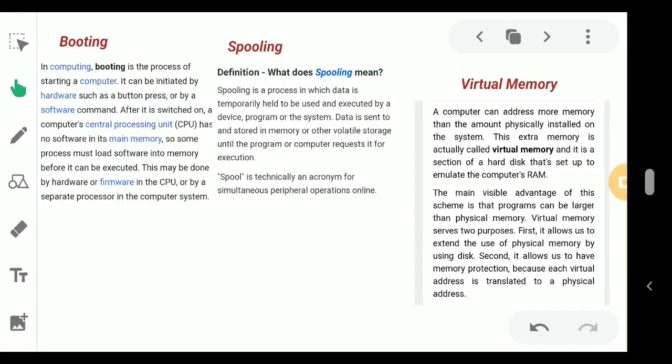Depending upon the way the booting takes place, we can have two different types of booting. One is known as cold booting and the other is known as warm booting.